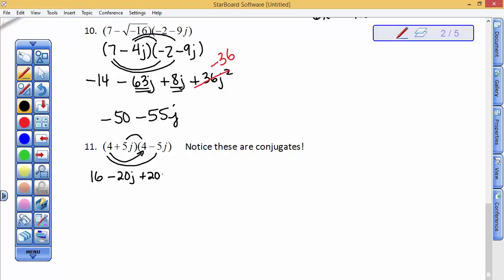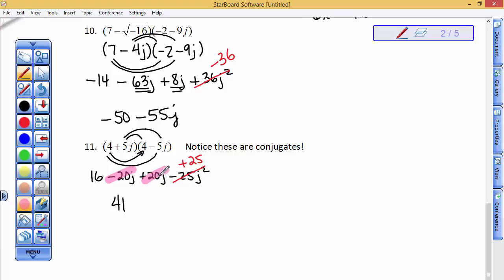5j times a minus 5j is a minus 25j squared. But remember, a minus 25j squared becomes a plus 25, and I combine that with the 16. So that adds to be 41. But when you multiply a complex number times its conjugate, these two terms disappear because one was a minus 20j, the other was a positive 20j. That's 0j, which you do not need to write.